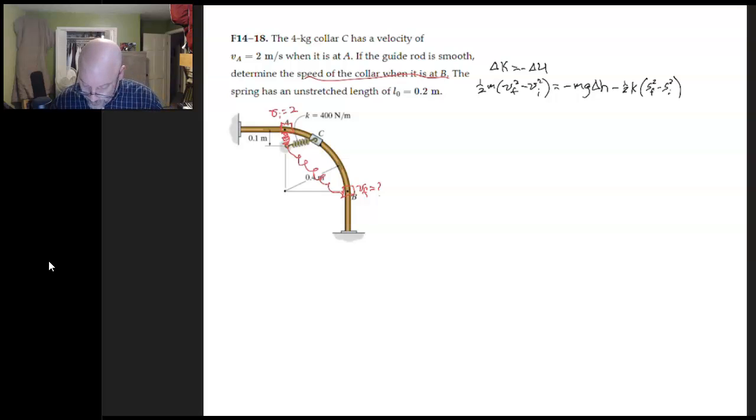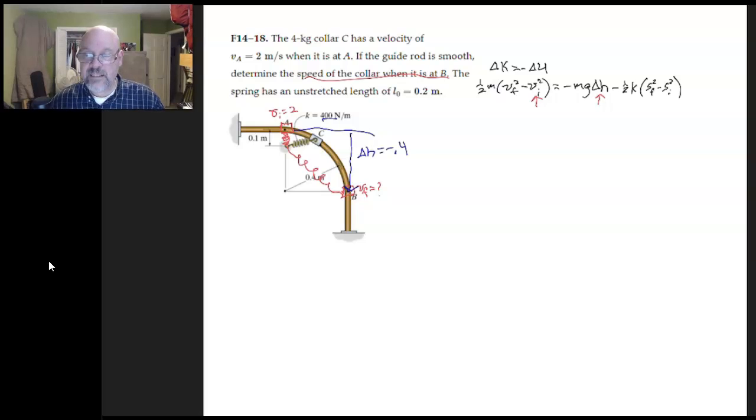Now let's see what we've got to figure out in there. We've been told the value of the initial speed, so we have that right there. We need the height change. Let's see if we can figure that out. So we're up here and we're coming all the way down to here. It tells us that this arc is a portion of a circle with the radius of 0.4. And so that means our delta h is actually negative 0.4. Okay, great, we got that. Piece of cake. We know the spring constant. They tell us k, it's 400 right there.